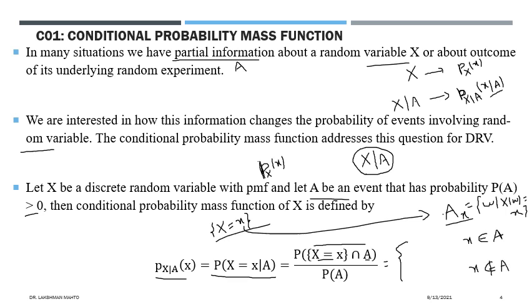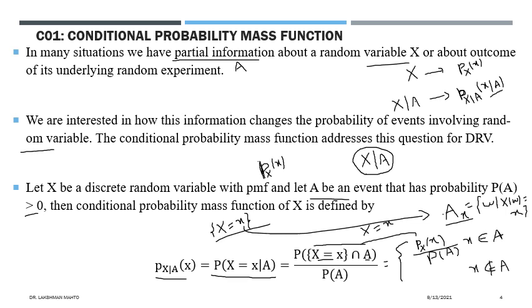If x is within A, then the joint occurrence of X equal to x and A just becomes X equal to x, because X is observing x and we know that x is also in A. So in that case this would be just the unconditional probability mass function of X. So simply this will translate into the probability mass function of x, because x is already within A in that scenario, divided by the probability of A.